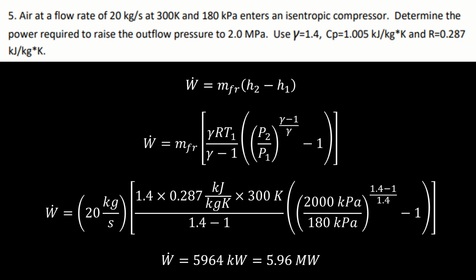And what we end up getting, if we solve for our power using the units shown, is kilowatts: 5,964 kilowatts. However, your question may ask you to give your answer in megawatts instead. Therefore, your initial answer will be in kilowatts, but divided by 1,000 when asked, and you'll get it in 5.96 megawatts.